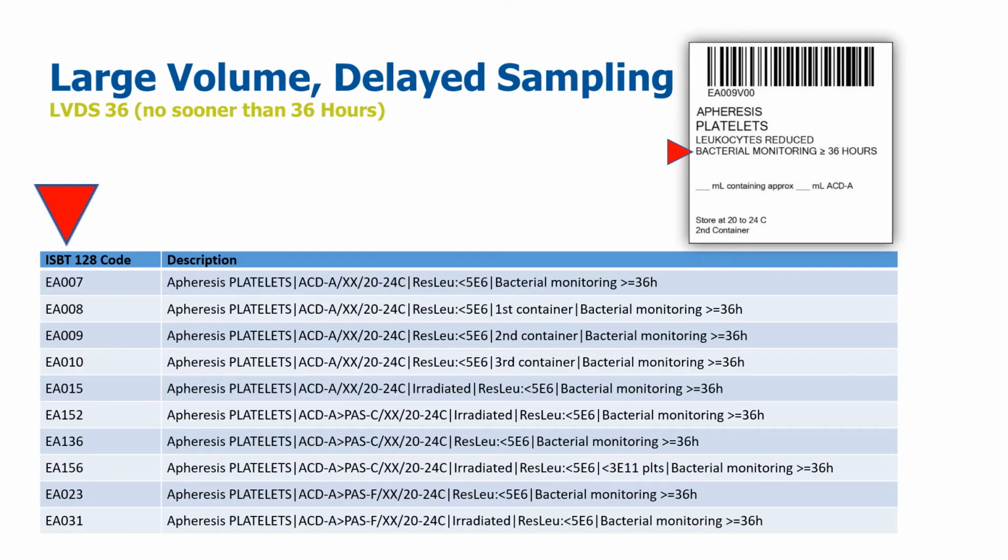Here is an example of a product label from a single-step LVDs 36 product. Note the text bacterial monitoring greater than or equal to 36 hours. The expiration will be 5 days from collection at 23:59. Below are some examples of product codes that fall into this group.